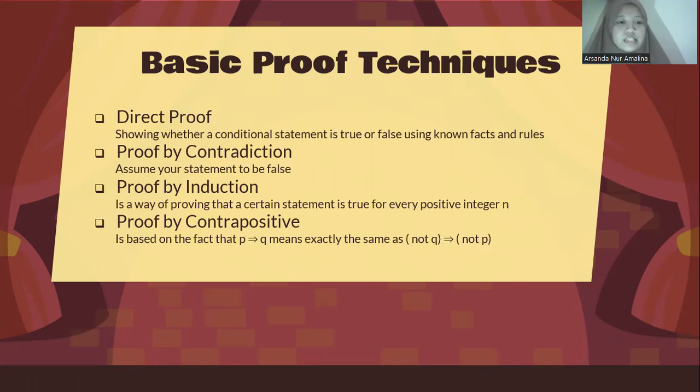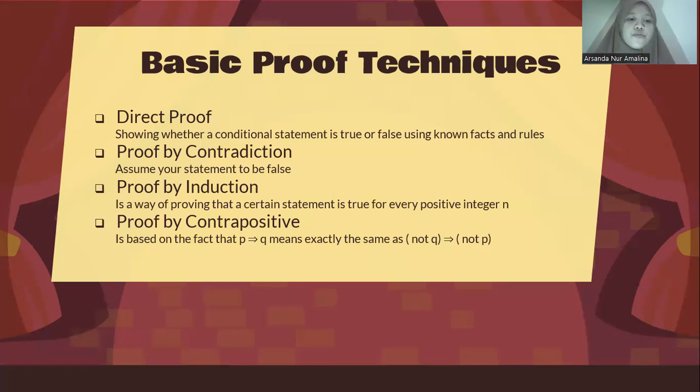The first is direct proof. It shows whether a conditional statement is true or false using known facts and rules. When we use this proof technique, we need to know the facts and rules. They are sometimes obtained from definitions or theorems related to the statement.